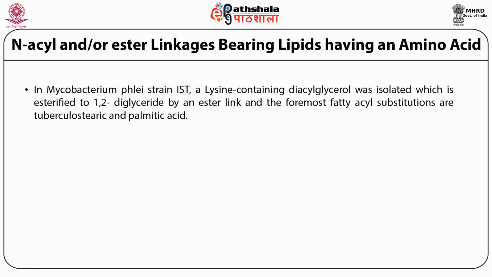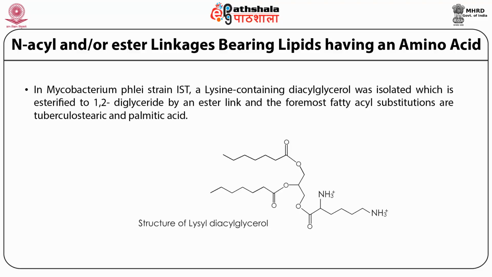In Mycobacterium phlei strain IST, a lysine containing diacylglycerol was isolated, which is esterified to 1,2-diglyceride by an ester link, and the foremost fatty acid substitutions are tuberculostearic and palmitic acid. The structure of lysyl diacylglycerol is shown here.